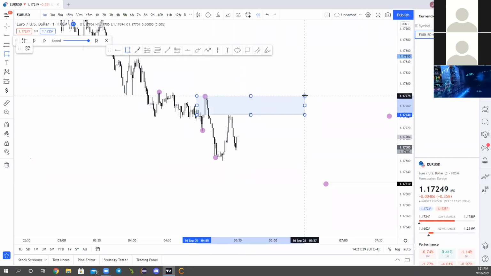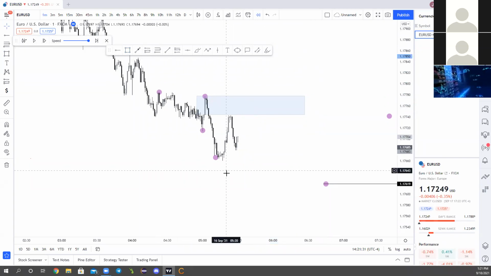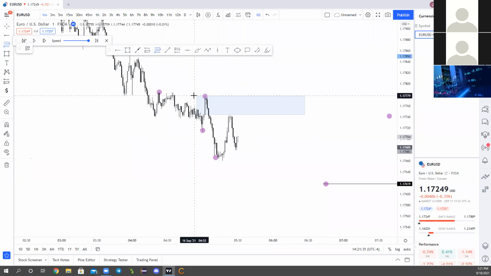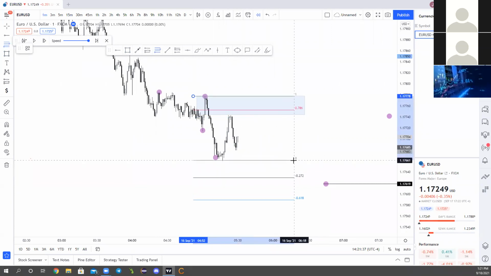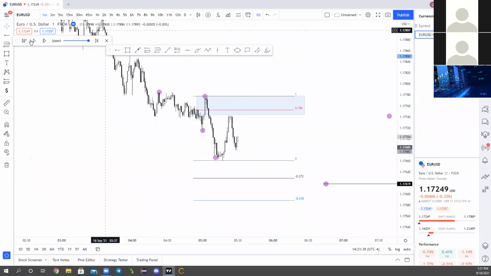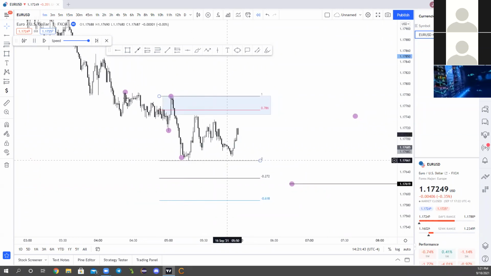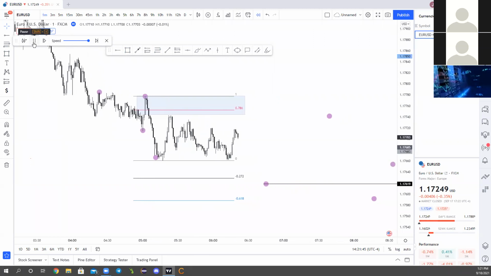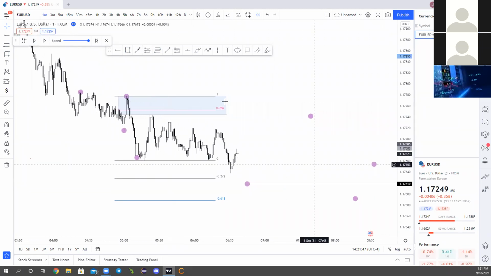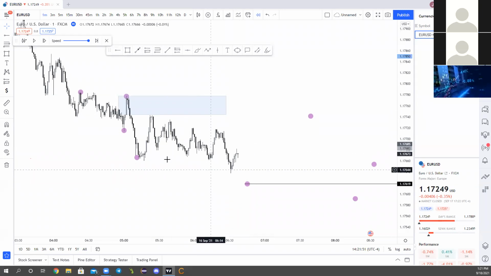Let's see where the 78.6 lined up. So this is a leg to the downside. You literally could have pulled a 78.6, or pulled your fib and looked at the 78.6. This is 78.6 as well. But this is a confirmed lower high once we break this low. Okay, so we broke this low, right?